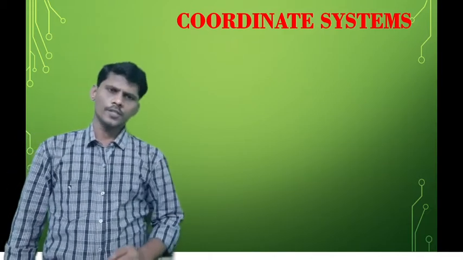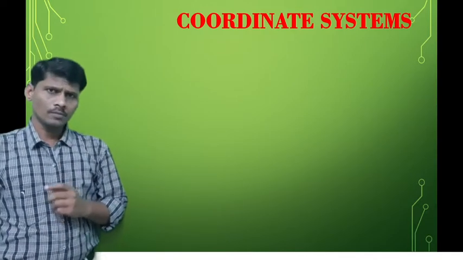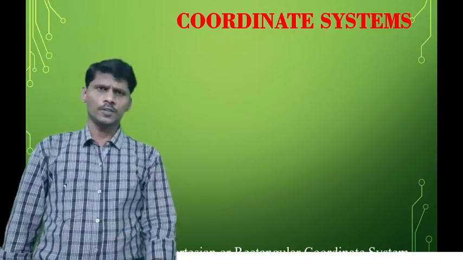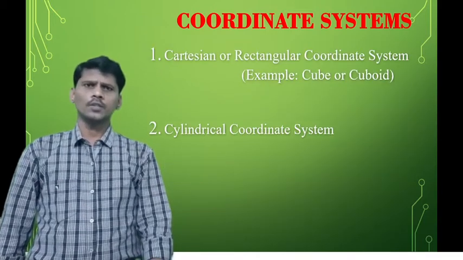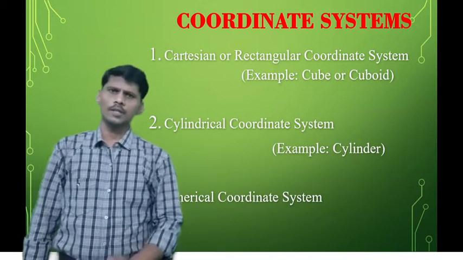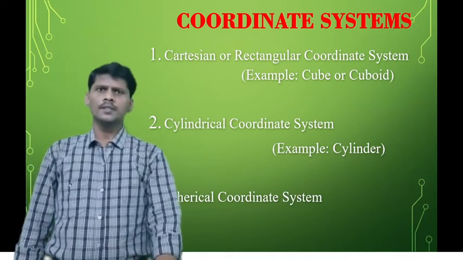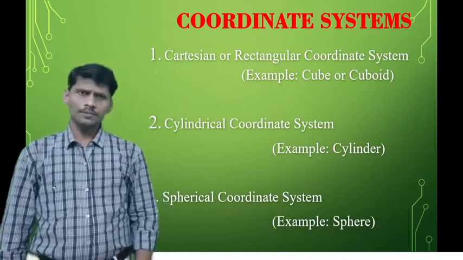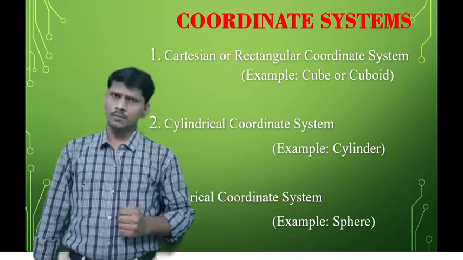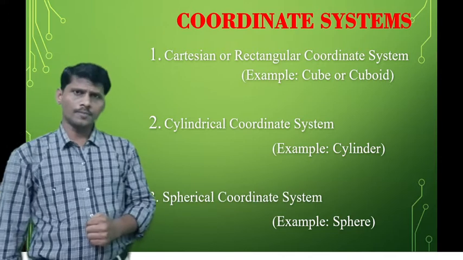Next, we are going to discuss the coordinate system concept. Basically, there are three types of coordinate systems: Cartesian coordinate system, cylindrical coordinate system, and spherical coordinate system.